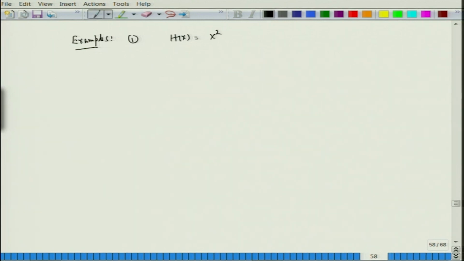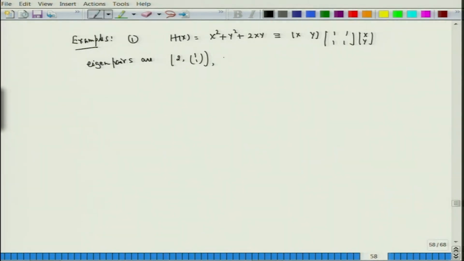Alright, so I will take it as x square plus y square plus 2xy, which corresponds to looking at the matrix [[1,1],[1,1]] with x, y. Is that okay? So the eigen pairs of this matrix are 2 with (1,1), and 0 with (1,-1). These are the eigen pairs. Fine. I want orthogonal, so I will write it as 1 upon root 2 of (1,1) and this as 1 upon root 2 of (1,-1).